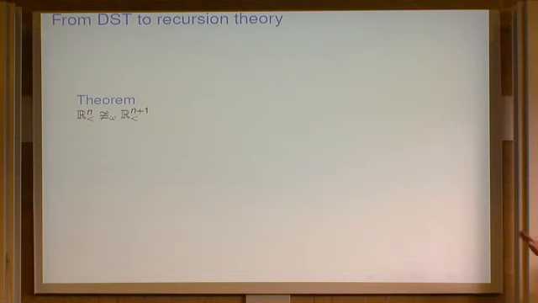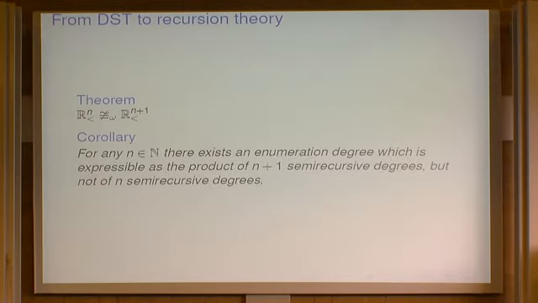And this gives us the consequence that if you take n semi-recursive degrees and take a product as an enumeration degree, you get less stuff than if you would just take one more semi-recursive one.